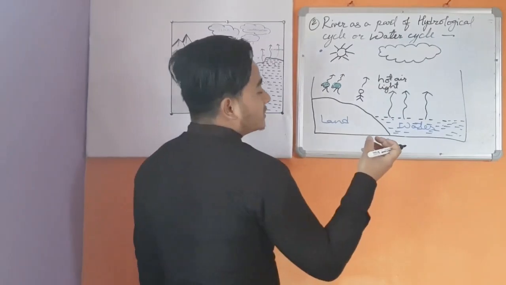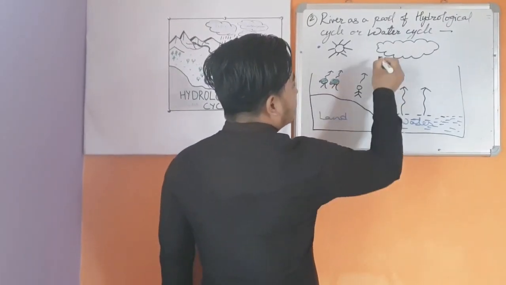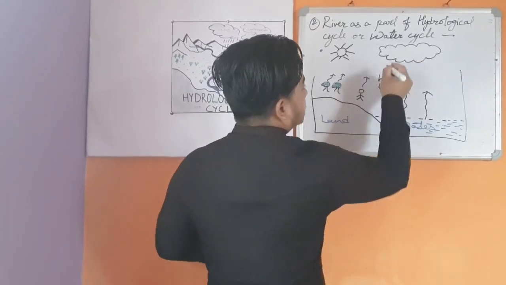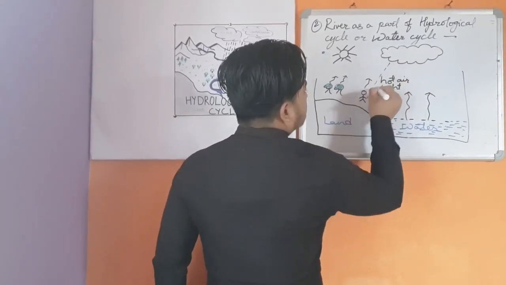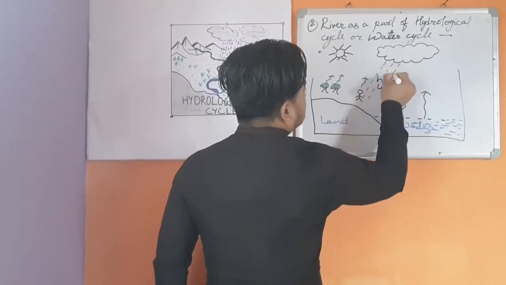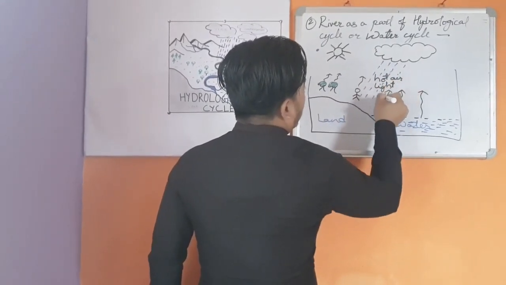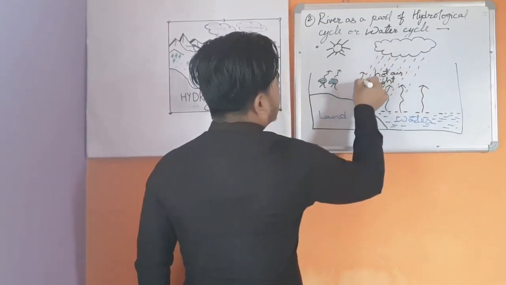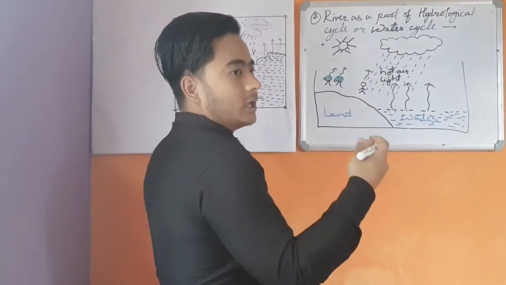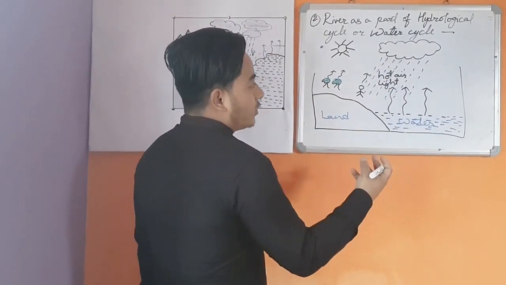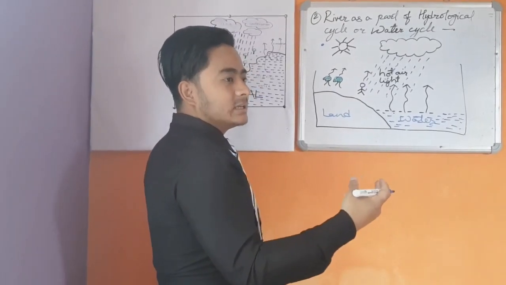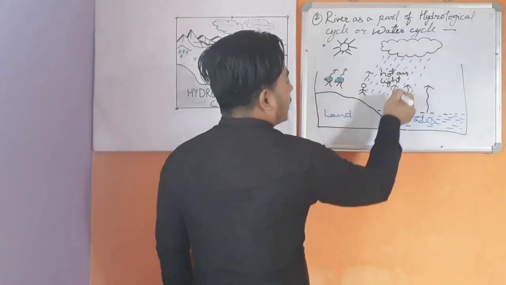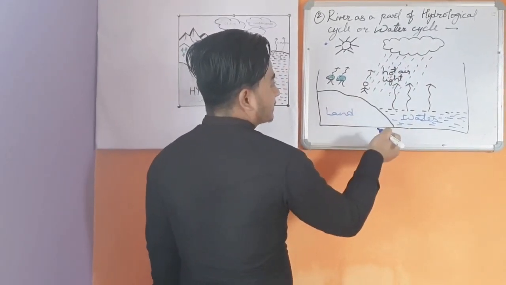It gets oversaturated, as a result of which the clouds start to fall water on the ground, either in the form of a rainfall or in the form of a snowfall, sleet, hail, thunderstorm, or in many ways the water falls on the ground.